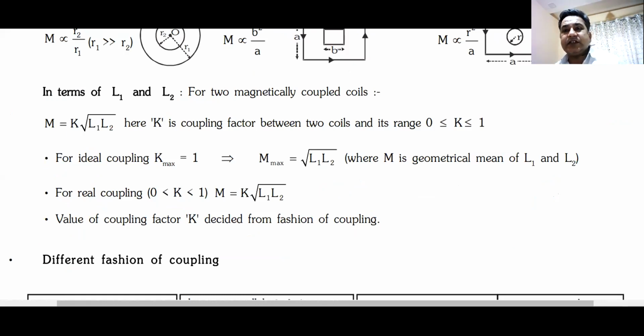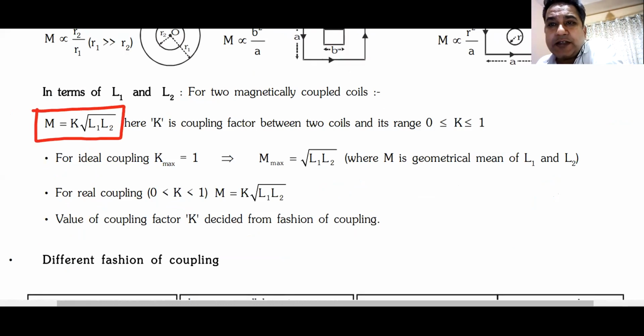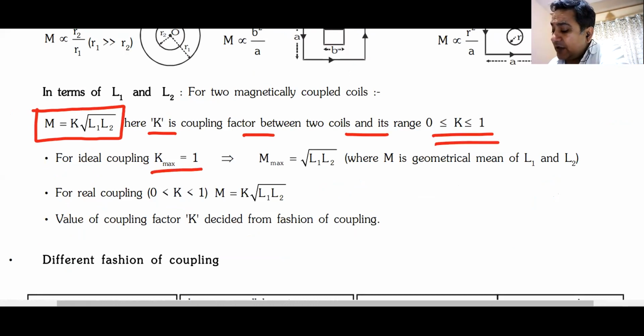They are linked to each other in this way. M is equal to K into root over L1, L2, where K is the coupling factor between the two coils and it lies between 0 to 1. For ideal coupling, K is 1. For no coupling or 0 coupling, K is 0.